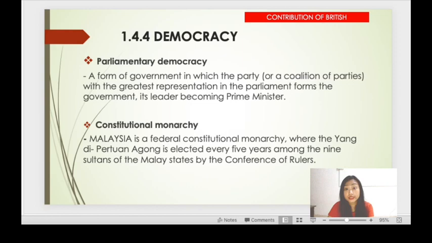So Malaysia practiced parliamentary democracy, a form of government in which the party or a coalition of parties with the greatest representation in the parliament forms the government, its leader becoming prime minister, just like our country right now. And then constitutional monarchy. Malaysia is a federal constitutional monarchy where the Yang di-Pertuan Agong is elected every 5 years among the 9 sultans of the Malay states by the Conference of Rulers.